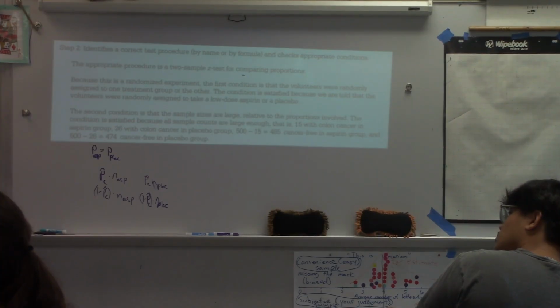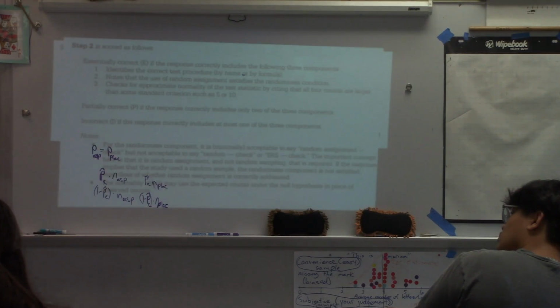Would quoting the question be acceptable? Sure, yeah. You just gotta make sure you say random assignment, not random sample, okay? And so yeah, you would lose some evidence here. So if the response implies the study used a random sample, the randomness component is not satisfied because it was a volunteer sample, I believe, okay?